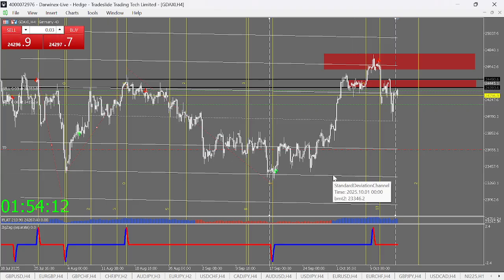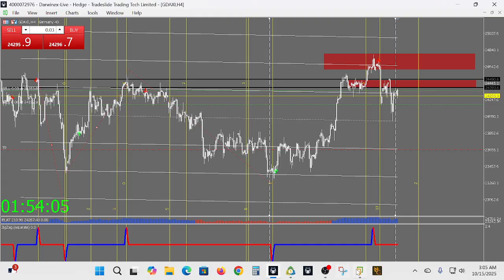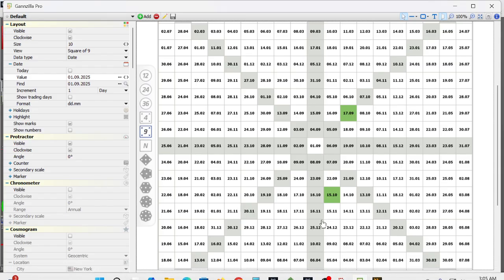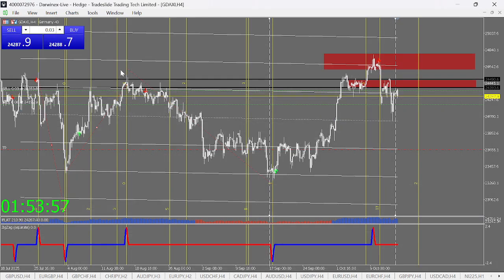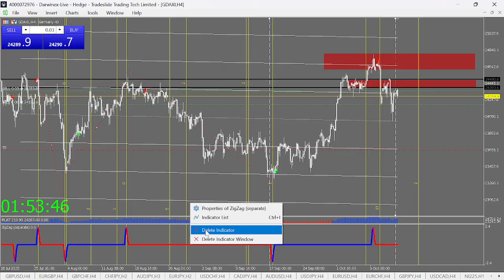You don't want to know this? I don't know, man. You better jump in, get your free version. This is a free thing, Ganzilla Pro, and download this zigzag so you can take the impulse retracement. Let me show you how I did this. I don't want to change this because I have my trade in there.